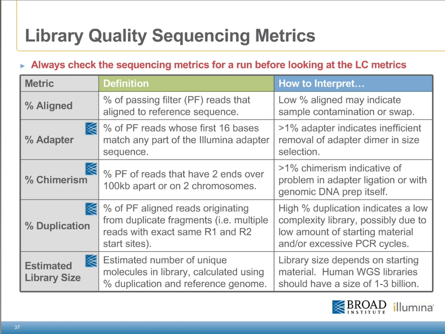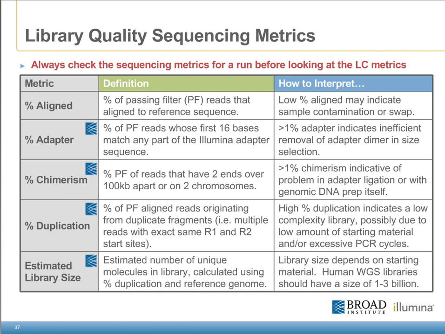An estimated library size is a kind of complicated calculation, but it's based off the percent duplication as well as how big your genome is. For example, human is much larger than E. coli. You'd expect much more duplication naturally if you were running a small bacteria, just because it's a much smaller genome, whereas with human, if you've got good representation, you really shouldn't see that much duplication.